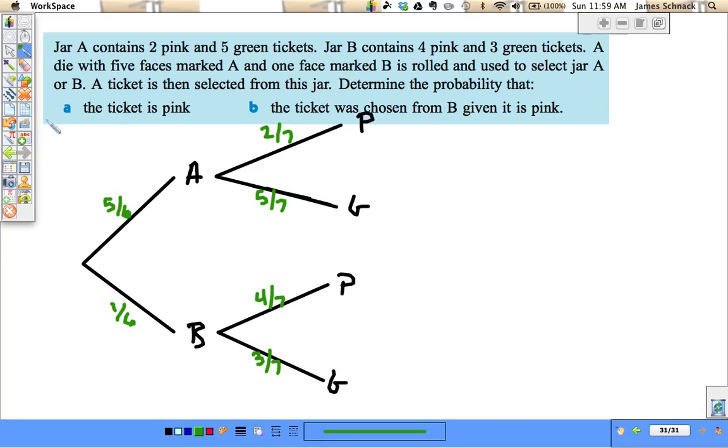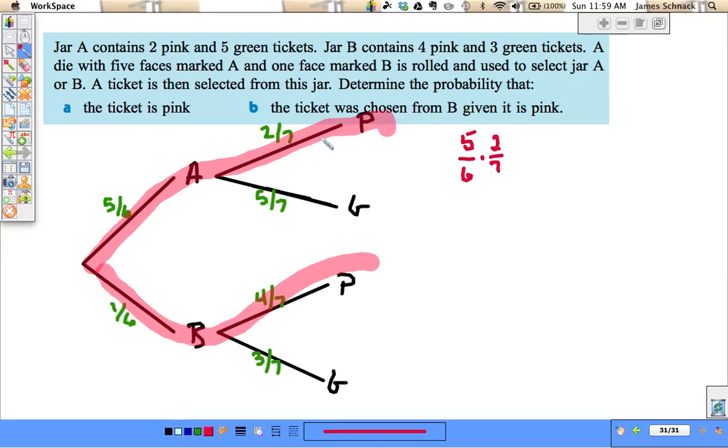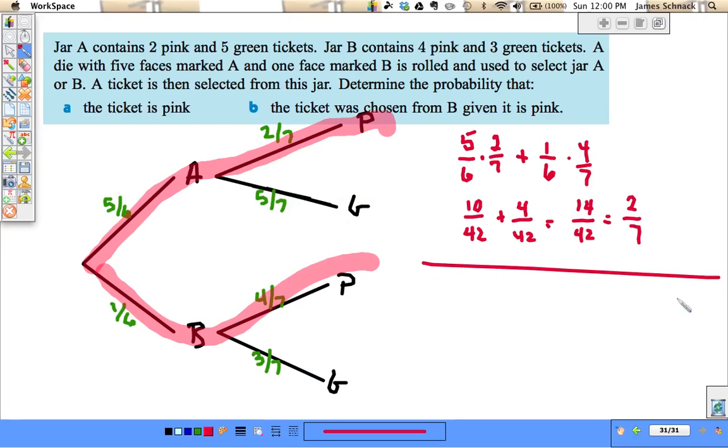And now we can find the probability that a ticket is pink. Pink ticket. There's 2 ways to get that. We could go down that branch, or we could go down that branch. So notice I said or. That should be saying, let's add. So 5/6 times 2/7. That's the probability that we get a pink one from jar A, plus 1/6 times 4/7. So we have 10 over 42 plus 4 over 42. That's 14 over 42, which is 2/7. Part A, done.